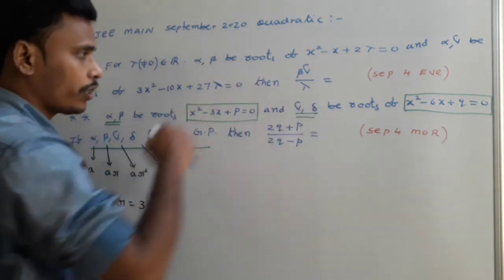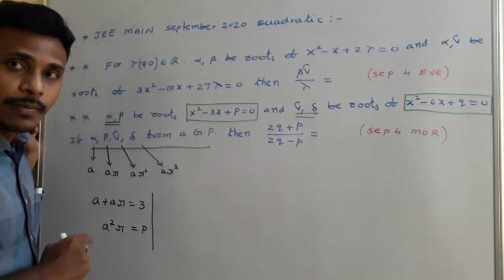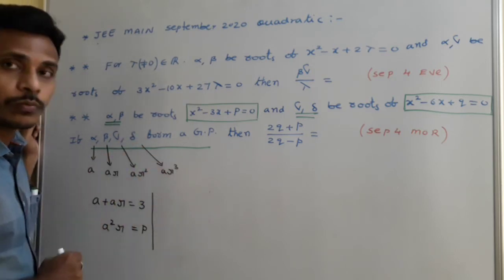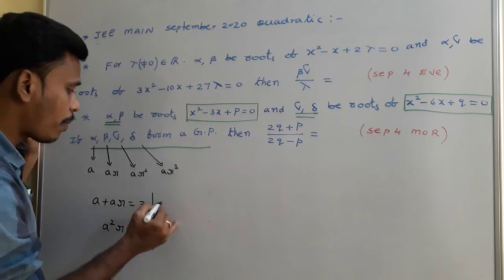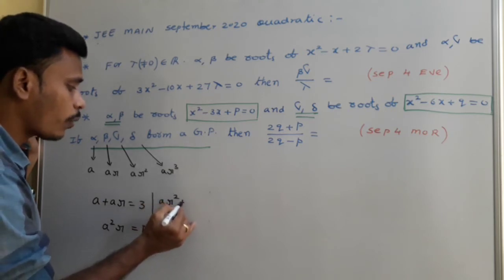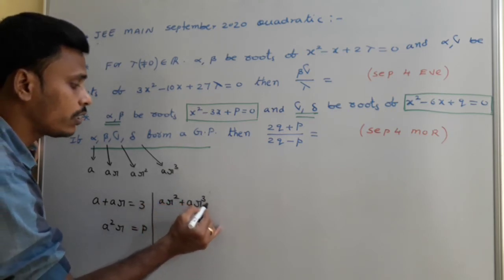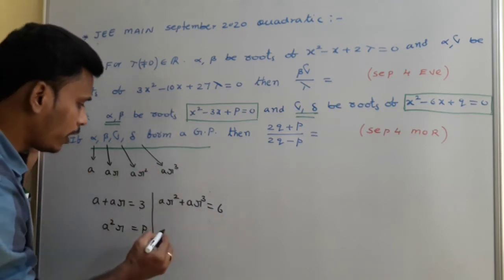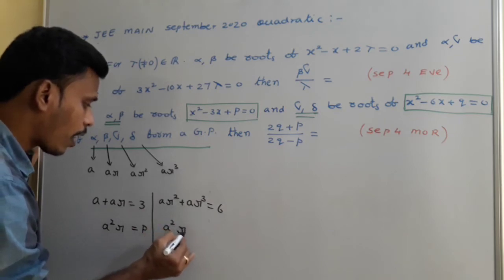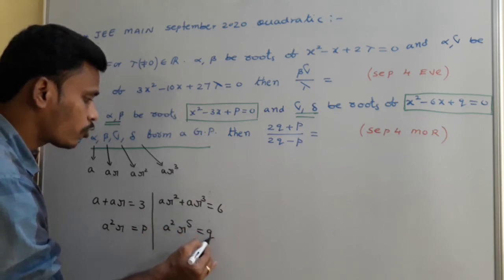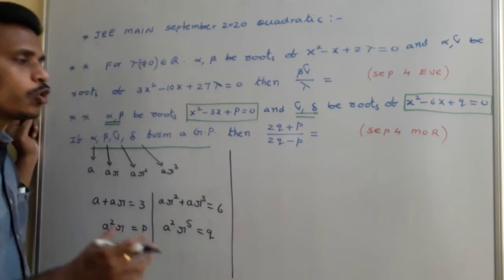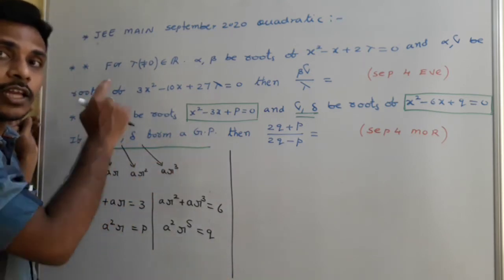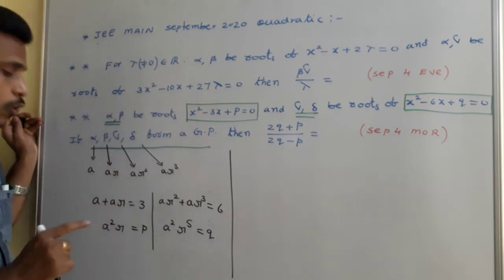Again from the second equation, the roots are gamma, delta. Gamma is ar square, delta is ar cube, and the sum of the roots gamma plus delta, so ar square plus ar cube is equals to 6, as well as the product of the roots. When you multiply these two, a square r power 5 is equals to q. Very usual task. Since they mention GP, these are the terms of GP. Then use sum of the roots and product of the roots, that's it.